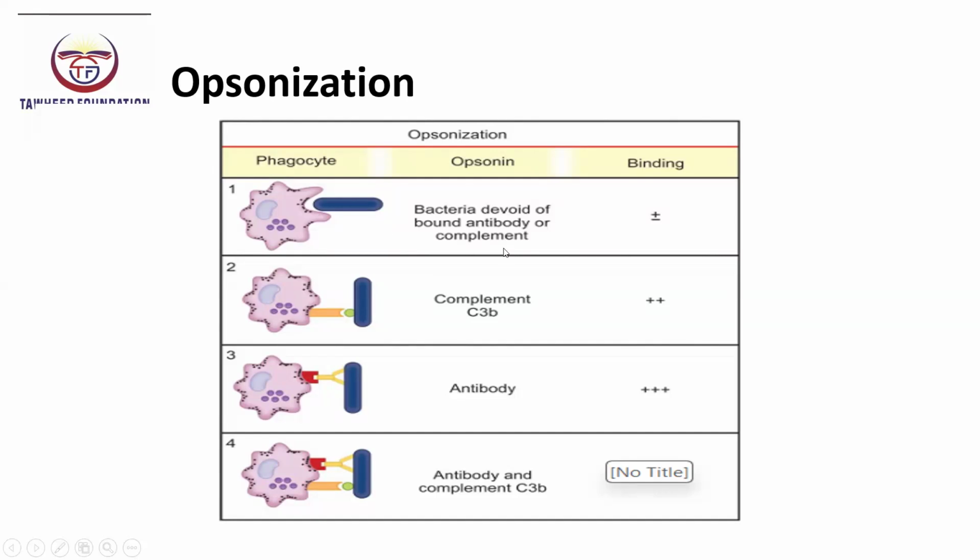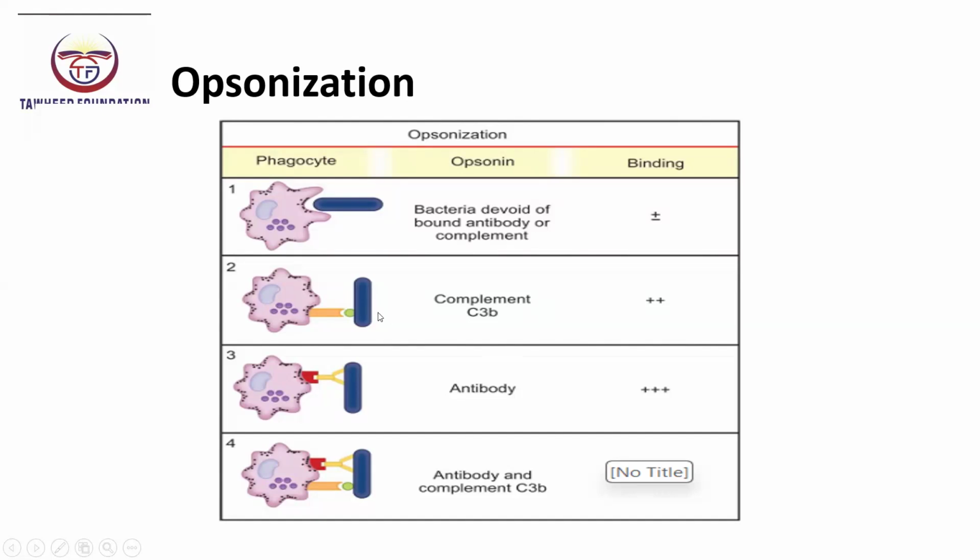Phagocytes have some intrinsic ability to bind directly to bacteria via pattern recognition receptors, that is PRRs, that recognize microbial surface molecules. However, this binding is relatively weak and many bacteria can evade it. Second is complement-mediated opsonization. Some bacteria activate the complement system.